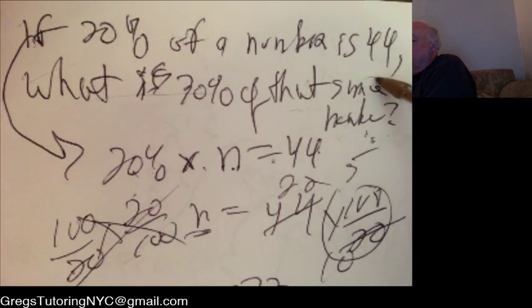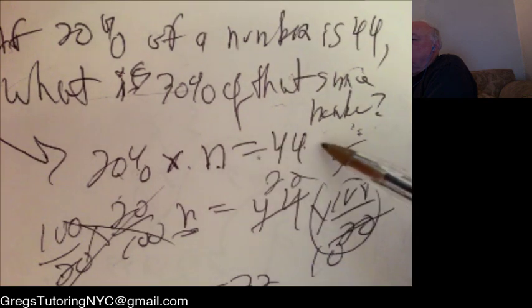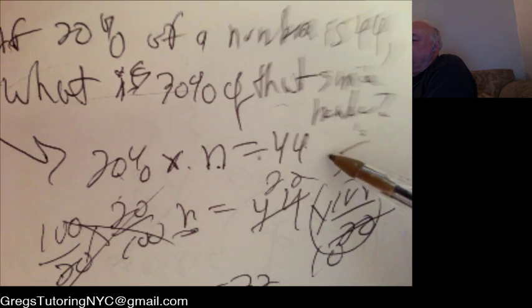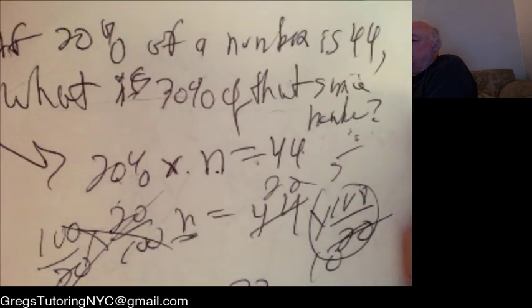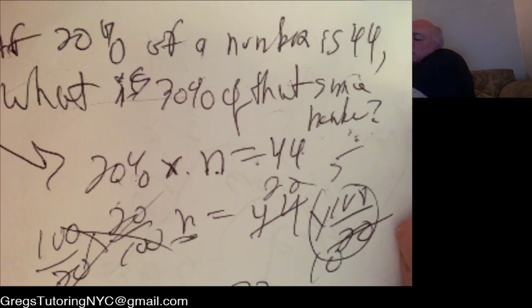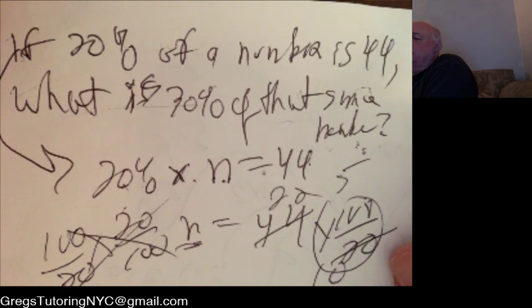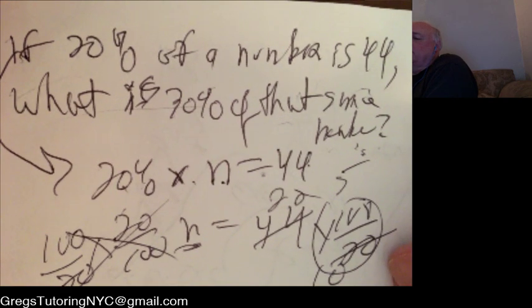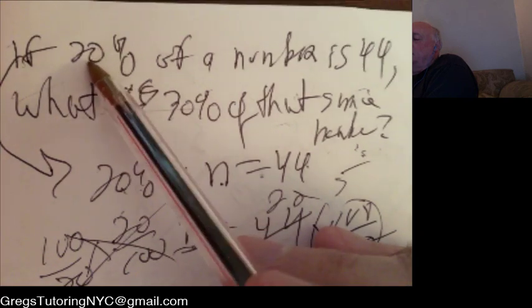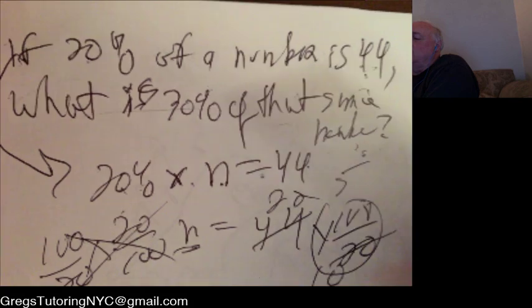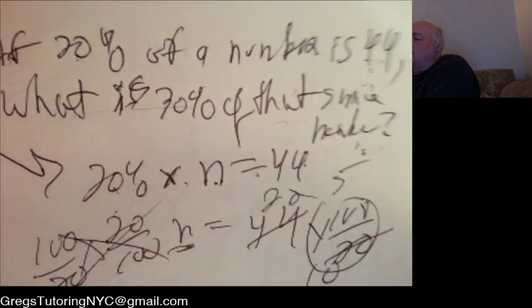20% of a number is 44. What is 30% of the number? I think I wrote something wrong here. Yeah, I did actually. Anyway, if we approach this logically, if 20% is 44, then 10% is 22.